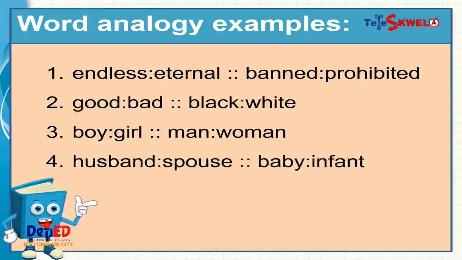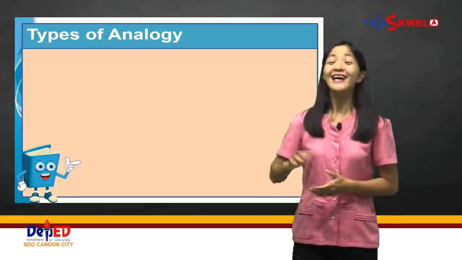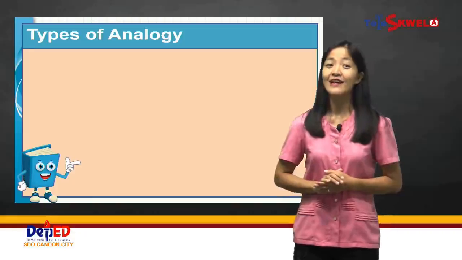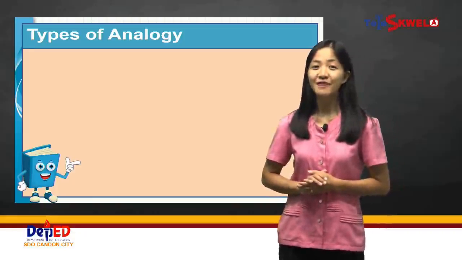Another example we have, husband is to spouse, as baby is to infant. Husband and spouse have the same meaning, just like baby and infant. The sets of words are synonymous. There are many ways in which sets of words can be related. Thus, there are different types of analogy.